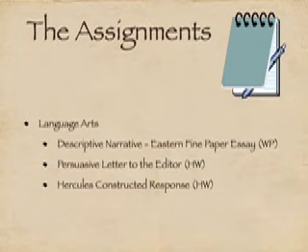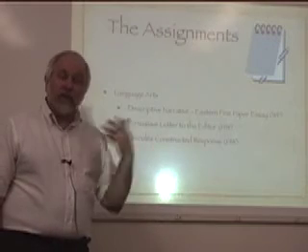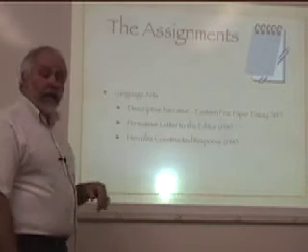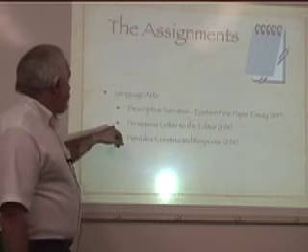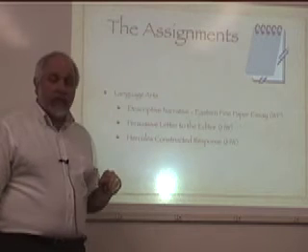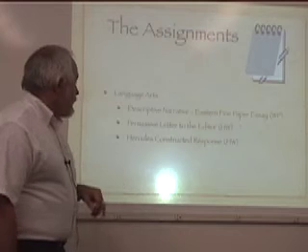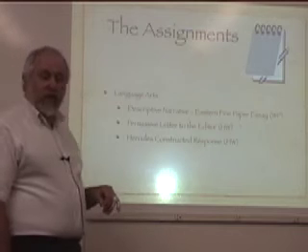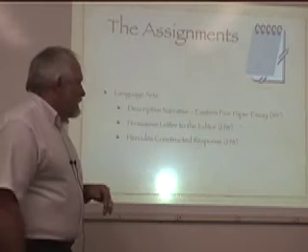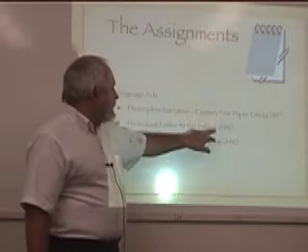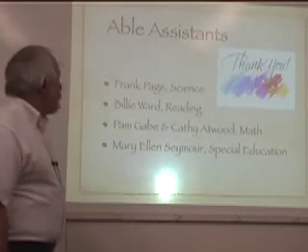We actually went to the Eastern Fine Paper Mill after it was closed, and the students got to take a tour of it. It was a big spooky building, and they came back and they wrote a descriptive narrative. And then they had to write a persuasive letter to the editor, and finally they had to write a Hercules constructed response question about the youth of Hercules. They were studying mythology. And so 2 handwritten, 1 word processed, total of 9.